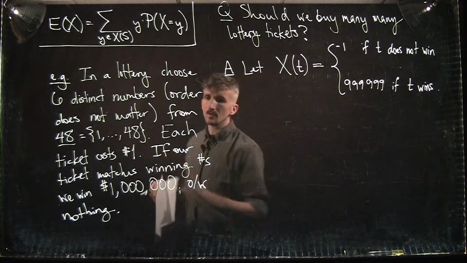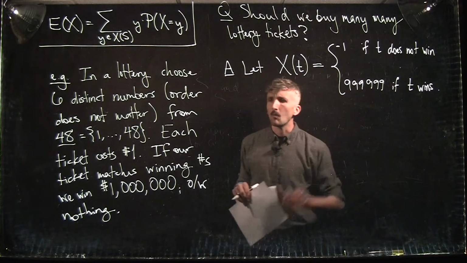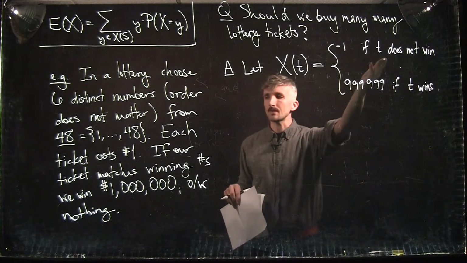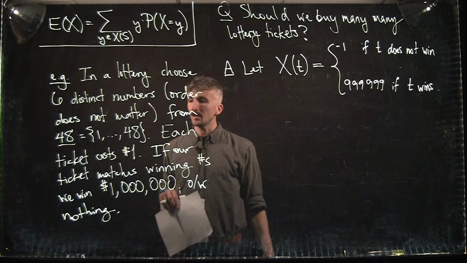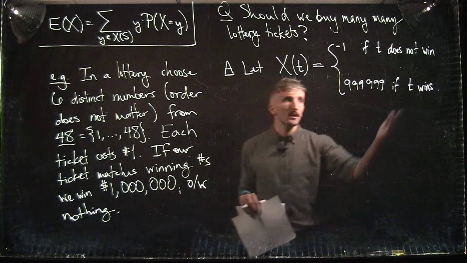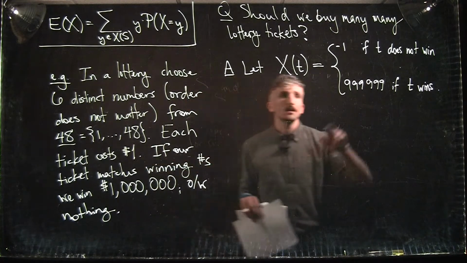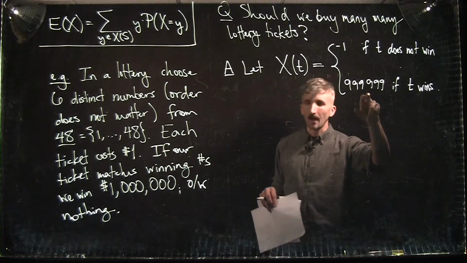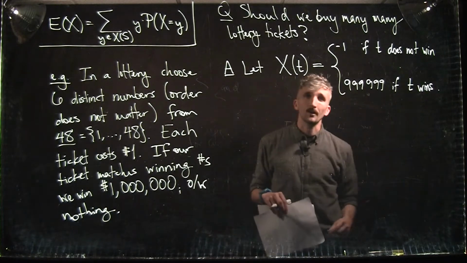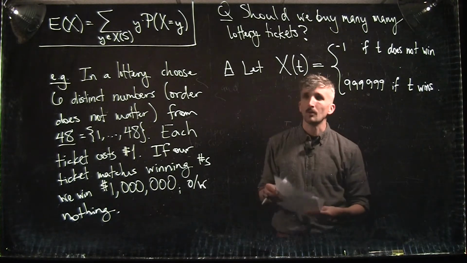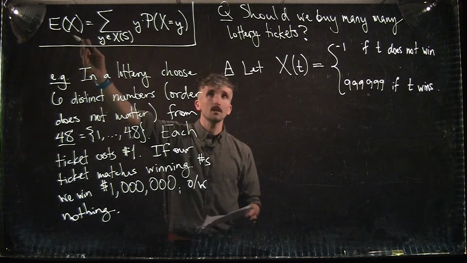Okay, so we've taken some ticket. Our random variable spits out one of these numbers. Why does it spit out -1 if T does not win? Well, we've spent $1, and thus we've lost $1 overall when T does not win. If T does win, then we win $1 million, but we've paid $1. So the outcome is that we are $999,999 ahead of where we started. So this is a good random variable to consider. We'd like to compute its expectation, right?